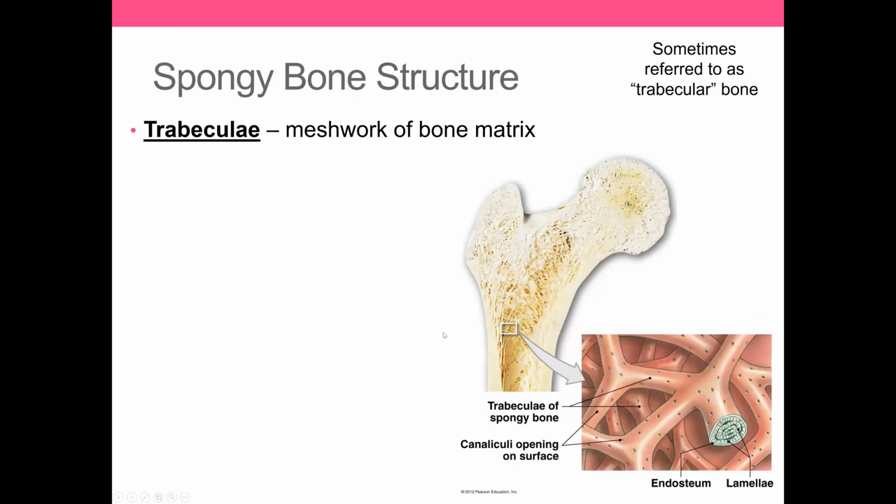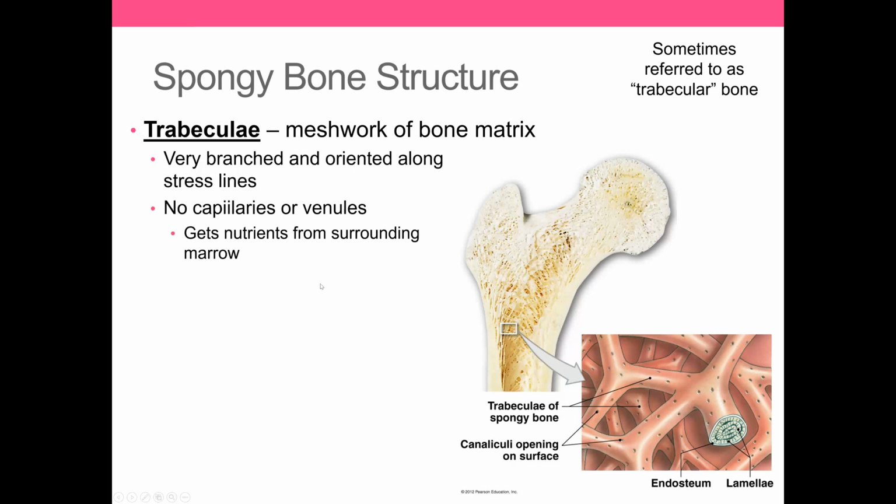So, spongy bone structure. Also notice that spongy bone can be referred to as trabecular bone. Certain textbooks or sources might use the word trabecular bone, but it's the same thing as spongy bone. Now, spongy bone is made up of a meshwork of bone matrix. We do not have osteons in this case, so none of the little regular columns. It's just the bone matrix going in a bunch of different directions, and that meshwork is called trabeculae. That's why this is sometimes called trabecular bone. It looks like a branchwork of little struts going in a whole bunch of different directions.